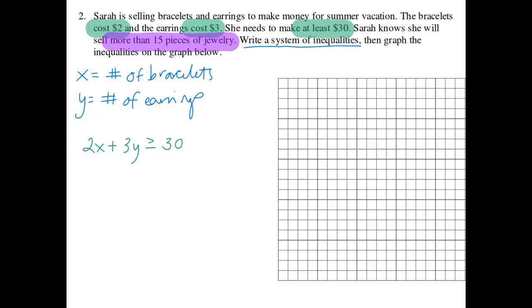Now, our second inequality says literally one thing. She needs to sell more than 15 pieces of jewelry. Well, what makes up the pieces of jewelry? Well, it's the number of bracelets plus the number of earrings. That's all the jewelry that she's selling. And then they again use the phrase more than, like they did in the first example. We said that that was greater than, and then 15.